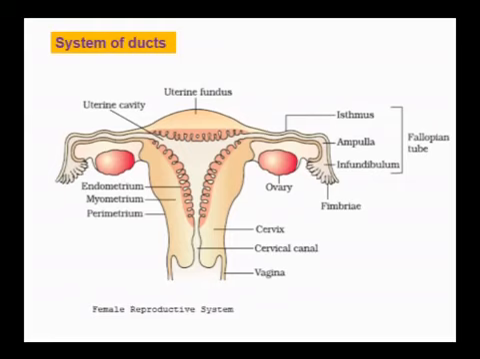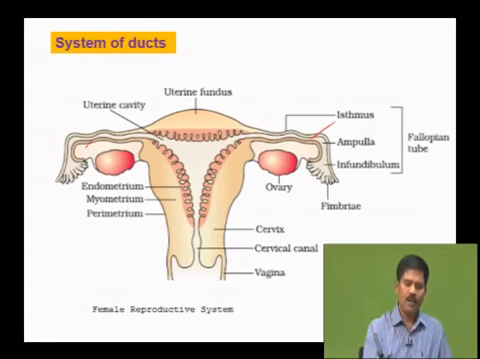Coming to the system of ducts. The system of ducts includes a pair of fallopian tubes, one for each ovary, then a single uterus. Both the fallopian tubes open into the uterus. The cavity in the uterus is somewhat triangular shaped.